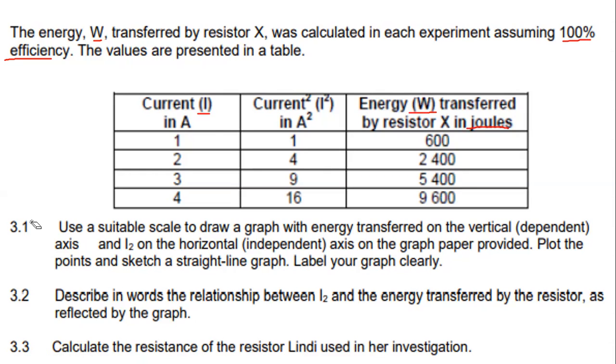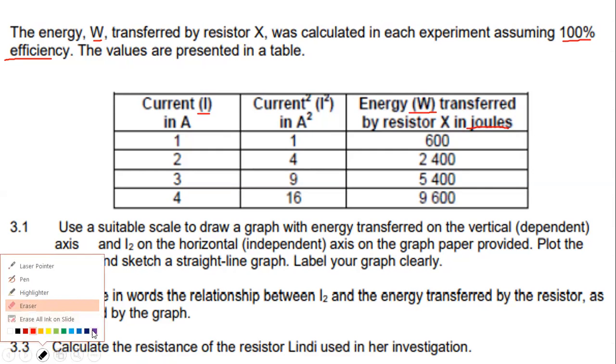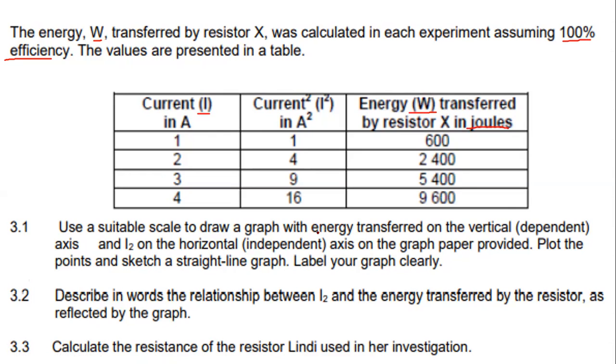Then we are required to use a suitable scale to draw a graph with energy transferred, and it must go on the vertical axis, the dependent axis, and current squared. This should actually be there on top with current squared, on the horizontal, which is the independent axis. On the graph paper provided, plot the points and sketch a straight line graph. Label your graph clearly. Right, we're almost done.